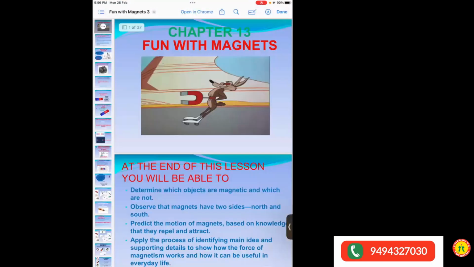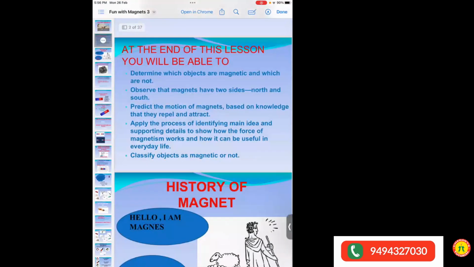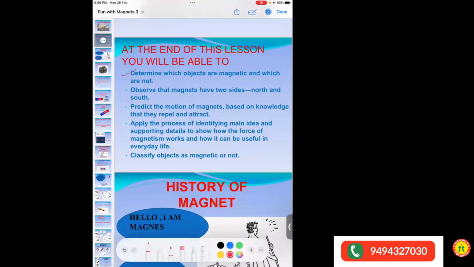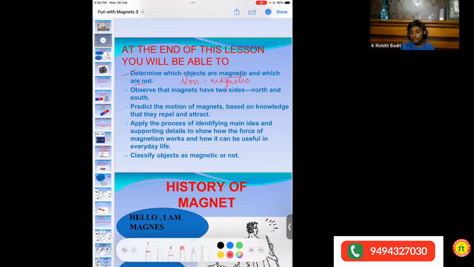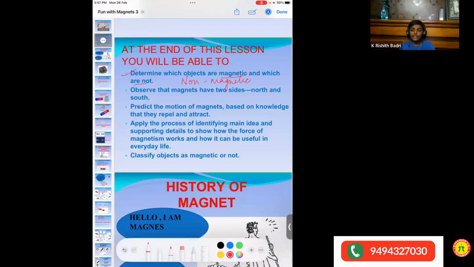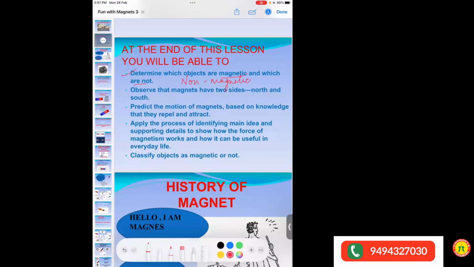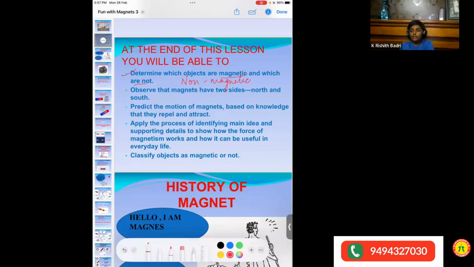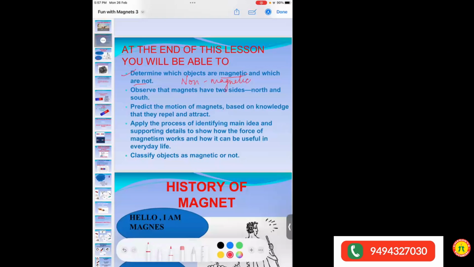Okay, Fun with Magnets. At the end of the lesson, we will be able to determine which objects are magnetic and which are non-magnetic. Objects that are magnetic are called magnetic materials, and objects that are not magnetic are known as non-magnetic materials. So if I have a pencil, is it magnetic or non-magnetic? Ma'am, non-magnetic. The pencil is non-magnetic.